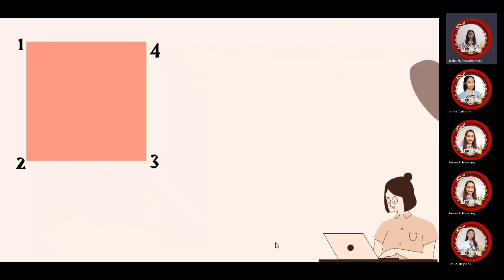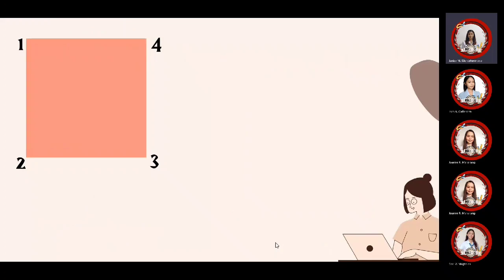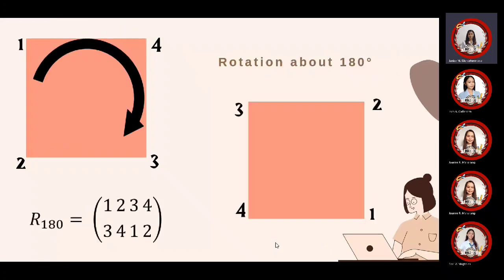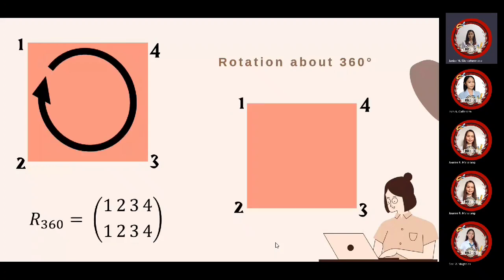Next, we have rotation about 90 degrees, or R90, which is equal to 1 maps to 2, 2 maps to 3, 3 maps to 4, and 4 maps to 1. Next, we have rotation about 180 degrees, which is our R180, equals 1 maps to 3, 2 maps to 4, 3 maps to 1, and 4 maps to 2. Next, we have rotation about 270 degrees, which is R270, which is 1 maps to 4, 2 maps to 1, 3 maps to 2, and 4 maps to 3. Lastly, we have our 360 degrees, or our R360, which is equal to 1 maps to 1, 2 maps to 2, 3 maps to 3, and 4 maps to 4, which is also our identity.